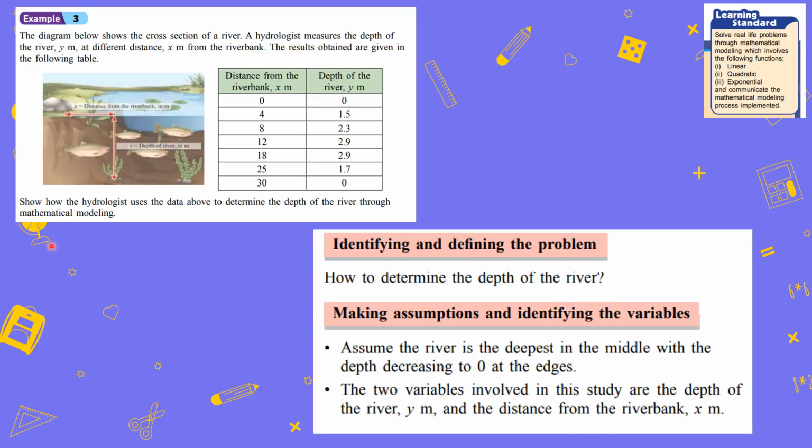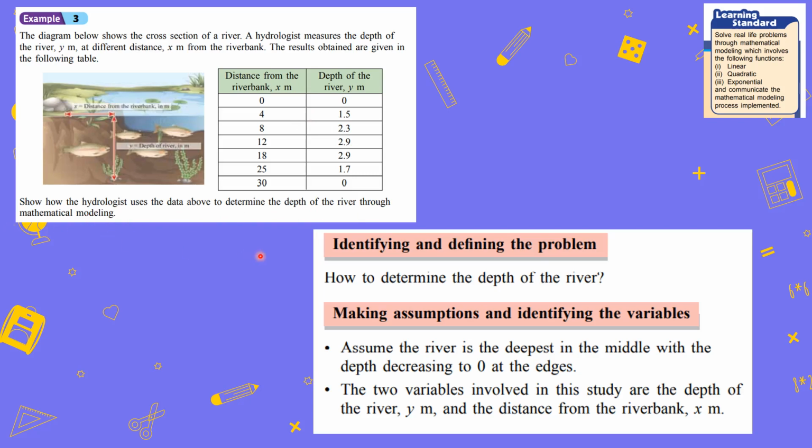Next, look at example 3. The diagram below shows the cross-section of a river. A hydrologist measures the depth of the river, y meters, at different distances, x meters from the riverbank. The results obtained are given in the following table. So the table shows the distance from the riverbank and the depth of the river. Now show how the hydrologist uses the data above to determine the depth of the river through mathematical modeling.